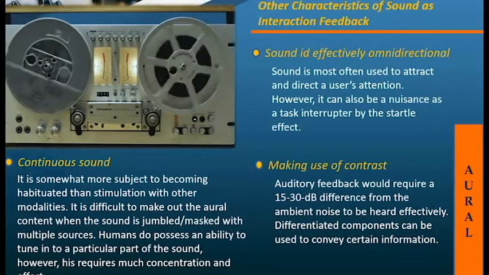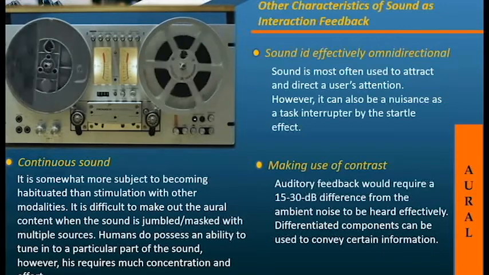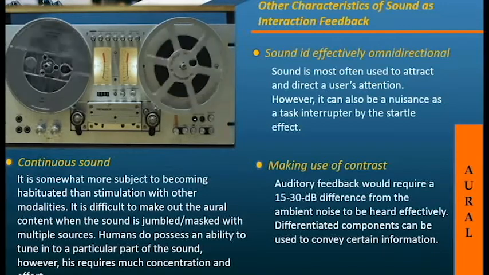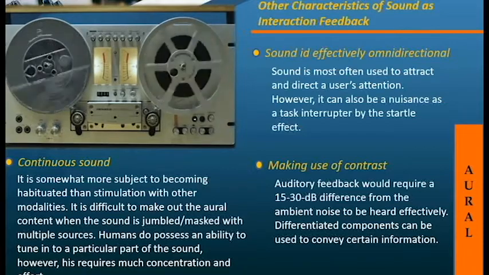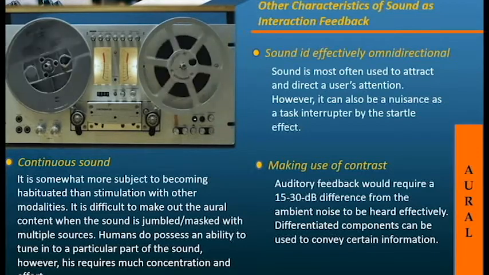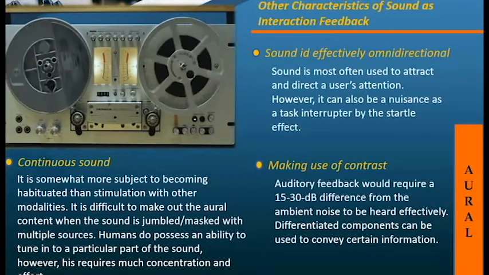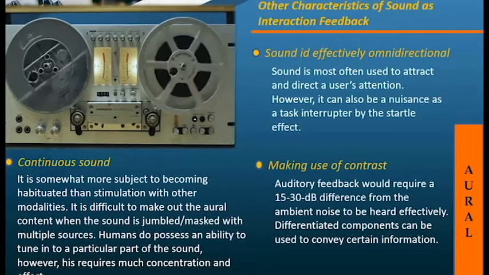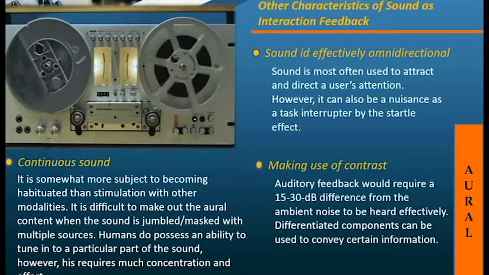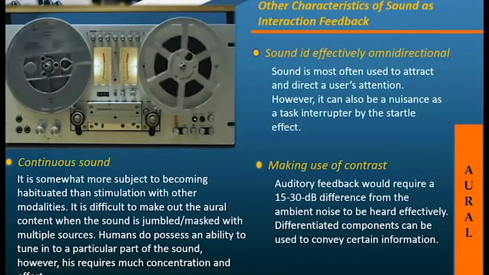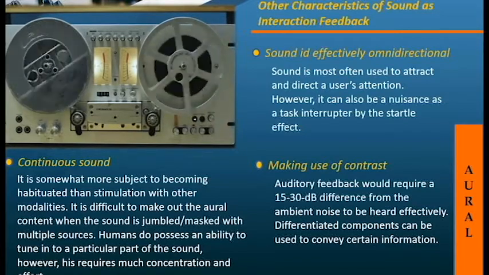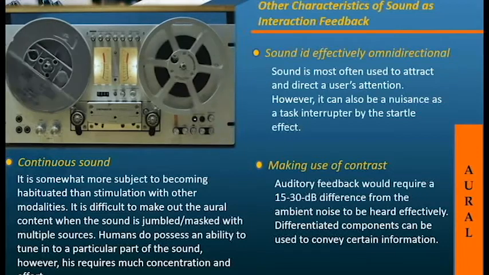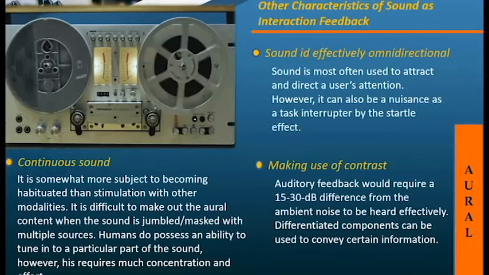Then we have it can make use of contrast. Auditory feedback would require 15 to 30 decibels difference from the ambient noise to be heard effectively. Differentiated components can be used to convey certain information. So you need 15 to 30 decibels to be able to hear it effectively. Then we have the continuous sound.